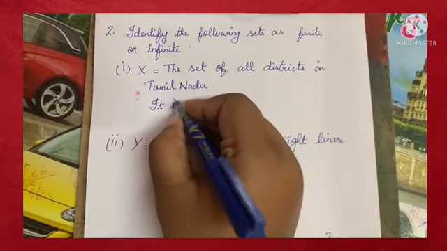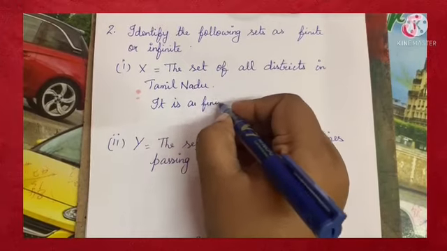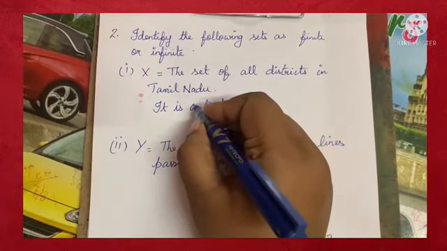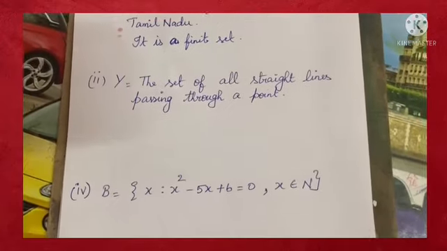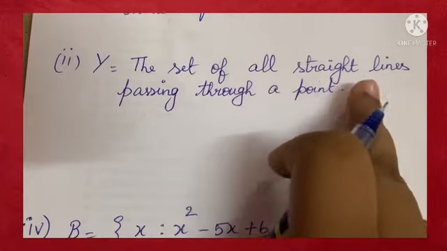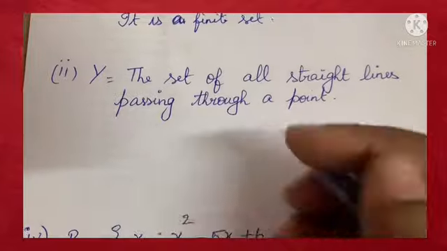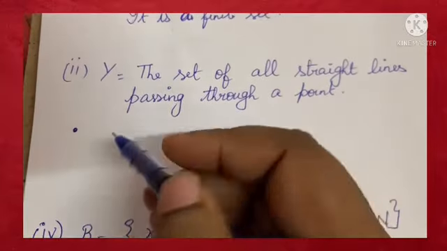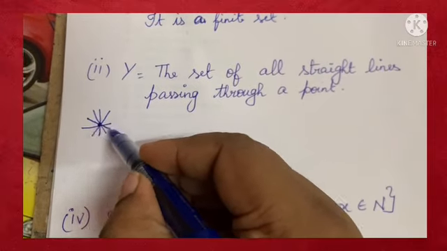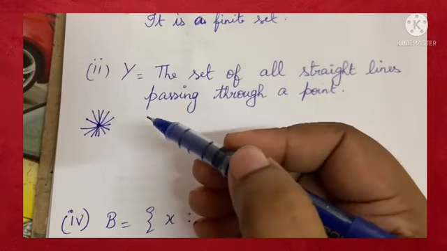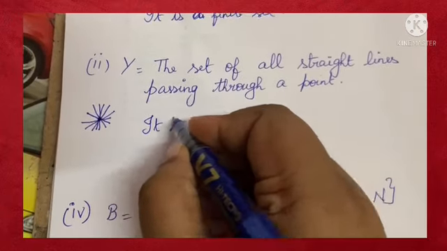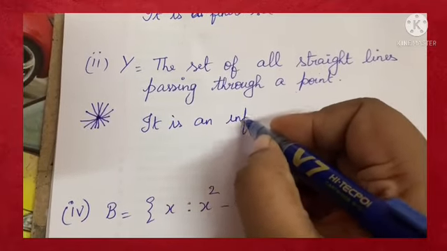It is a finite set. Okay, moving on with the next. Y is equal to the set of all straight lines passing through a point. So suppose if I have a point and if I draw straight lines like this, how many lines can I draw? I can draw many lines. So what type of set it is? Yes, it is an infinite set.